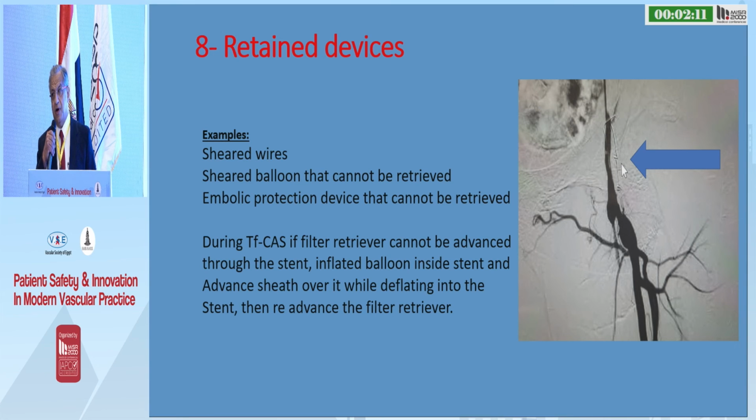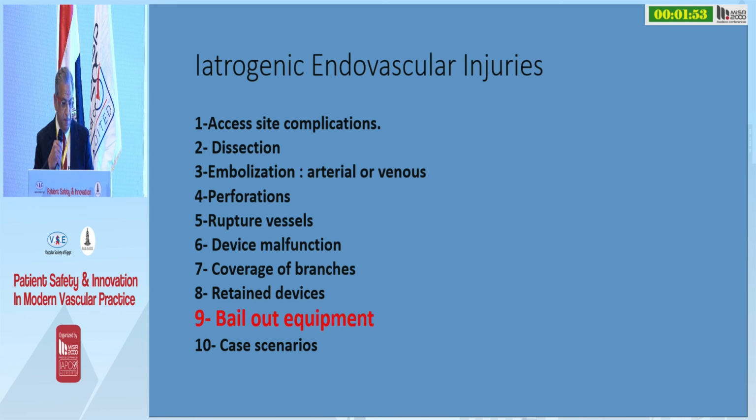During the transfemoral carotid artery stenting, you might have a difficulty putting a retrieval device up or catch the bottom of the stent. If that happens, the tip I give is that you inflate a balloon inside the stent, advance the sheath over the balloon while you're deflating it into the stent, and then advance the retrieval device.